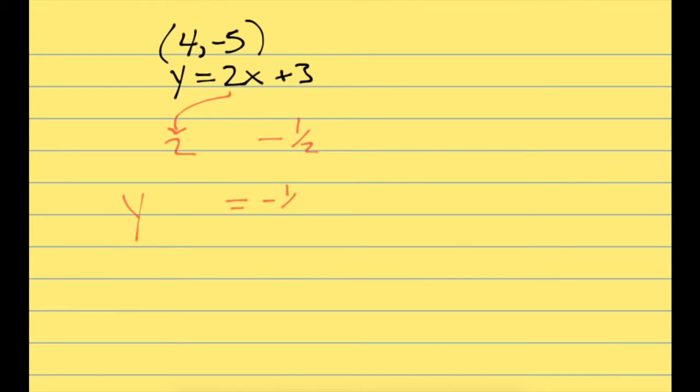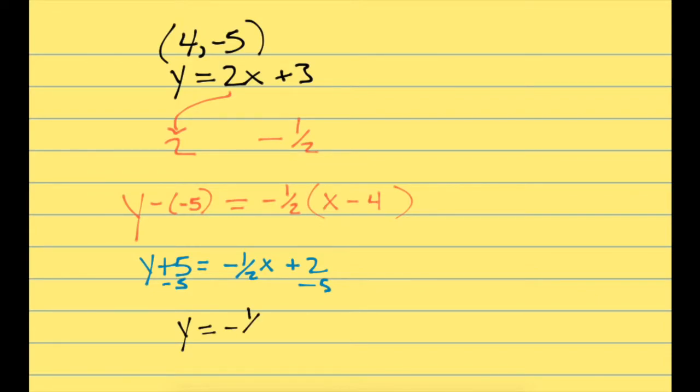So we're going to take and plug our point and our slope into point-slope form. Our slope is negative 1/2. y1 is negative 5 because that's the y value of the point they give us. x1 is 4 because that's the x value of the point they give us. Then we just simplify. We get y plus 5 equals negative 1/2 x plus 2. And we subtract 5 from both sides. Gives us y equals negative 1/2 x minus 3. So there's our perpendicular line. Notice the slopes of our new equation and our original equation are negative reciprocals.